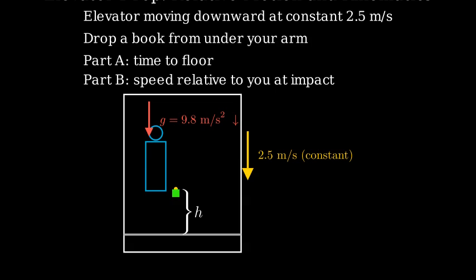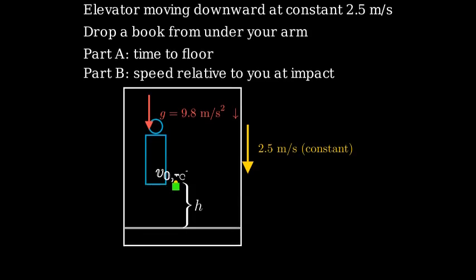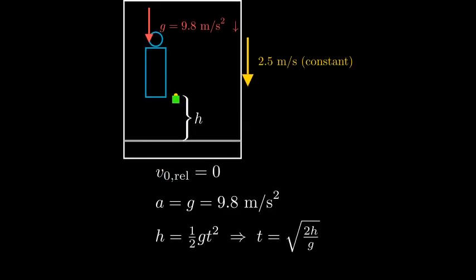Part A. In the elevator frame, the initial relative velocity of the book is 0 because when you let go, you and the book have the same speed at that instant. The book accelerates downward at 9.8 meters per second squared. Using the displacement relation in the vertical direction, h equals 1/2 g t squared. So t equals the square root of 2h over g.